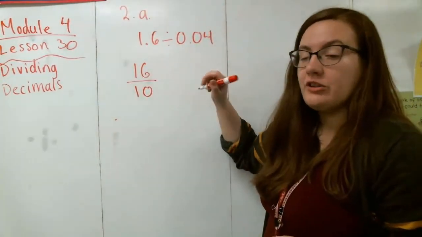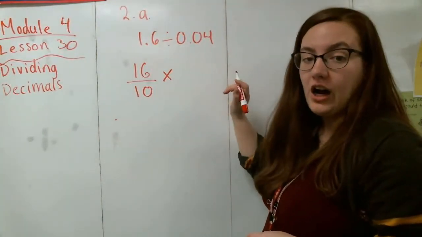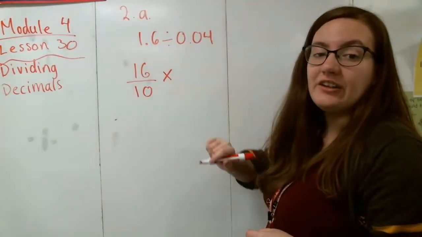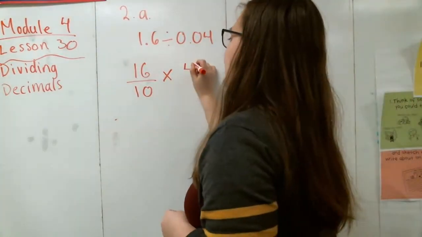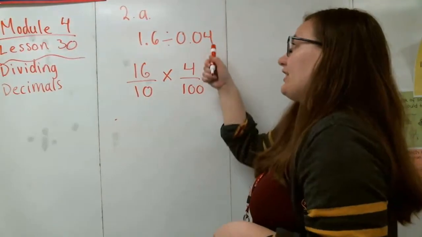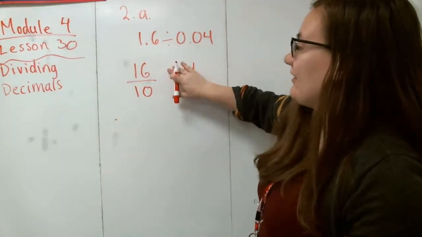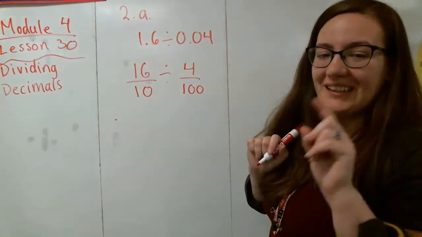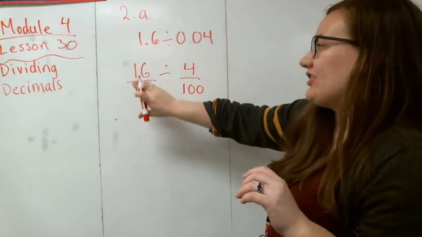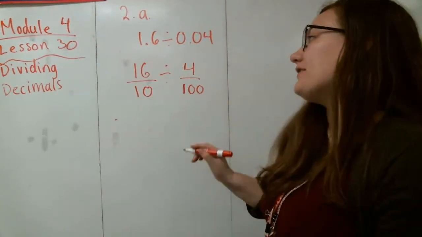My division symbol is going to become a multiplication symbol. And then 400ths, if I look at it without the zeros and the decimal, it just looks like that number 4. And then it's going to be all over 100, since that is the last place value. Oops, I should not have changed that just yet. Remember, we're still just changing these into fractions, and now I can start that first step of division.